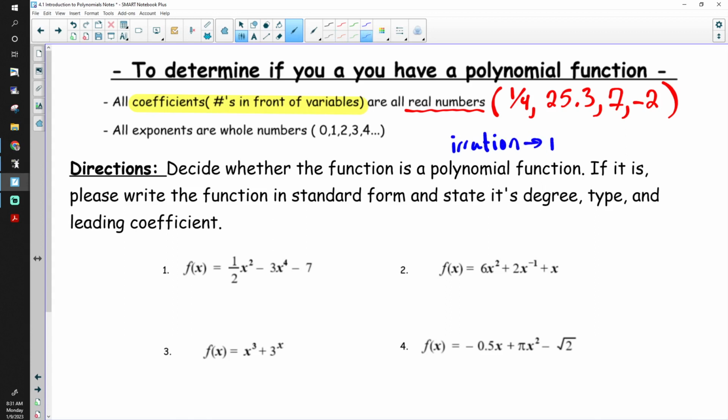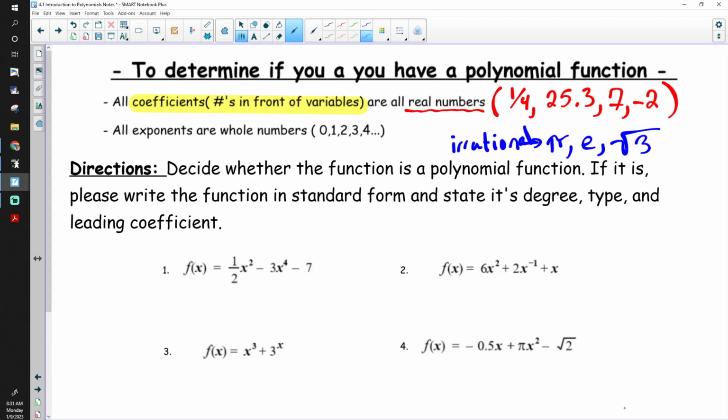That might be something like pi or e or the square root of 3. Okay, those are irrational. I forgot the AL. Irrational. If you have any irrational numbers in what looks like a polynomial, it's not a polynomial. So that's the first rule. And all the numbers in front of your x's are called coefficients. They have to be real numbers.